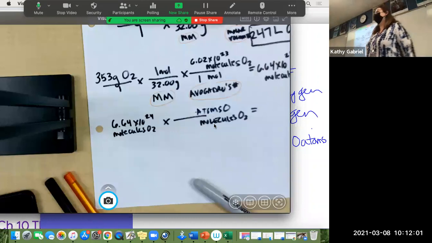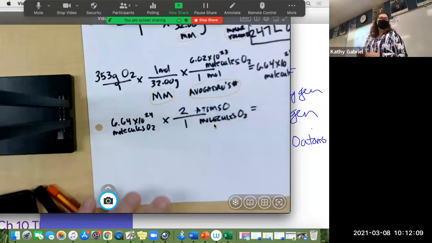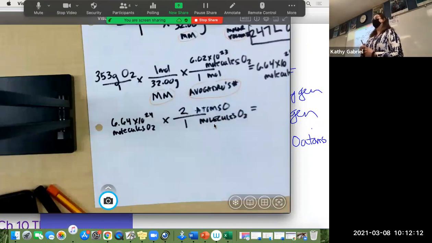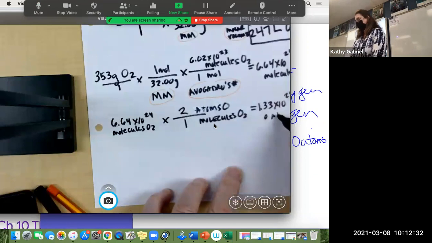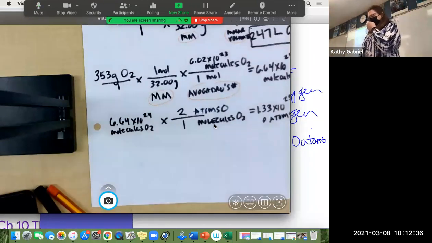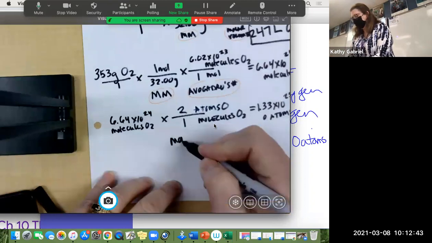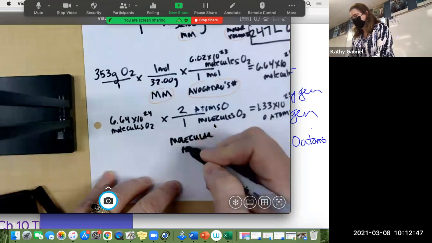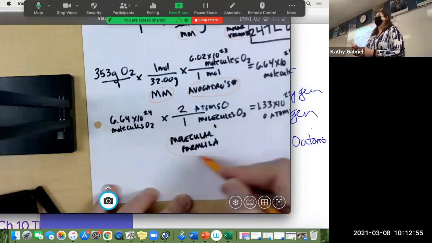Atoms of oxygen, molecules of oxygen. Now I just fill in the blanks. This is going to have a little bit of a lag, sorry. You have oxygen atoms, you have molecules of oxygen, and now you just do your math. Sorry, that lags a little bit. And in order to get this conversion factor, I use the molecular formula.